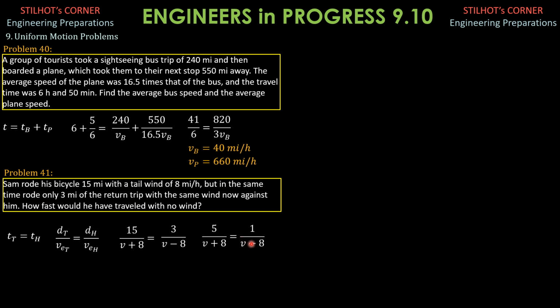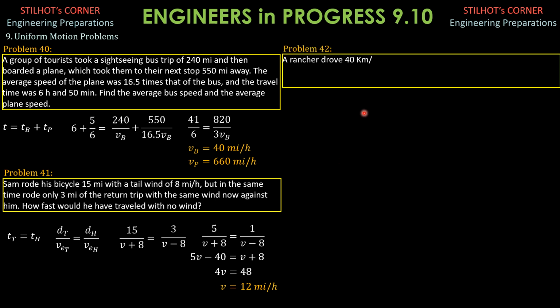Cross multiply: 5v minus 40 equals v plus 8. Since 5v minus v is 4v and 40 to the right plus 8 is 48, 4v equals 48. So v is 48 over 4. So v is 12 miles per hour. That's the speed of Sam using his bicycle with no wind.